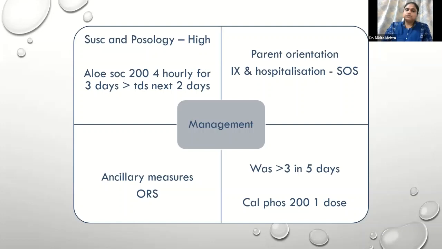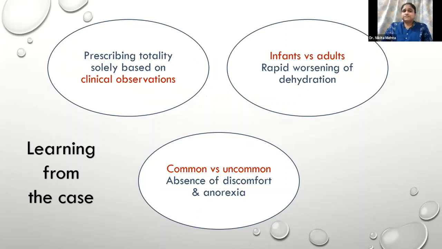So Aloe socotrina 200 was given 4 hourly for 3 days, and then it was tapered to TDS for the next 2 days. Ancillary measures, ORS was given according to the weight of the baby. And most important was parents were oriented that investigation and hospitalization might be required if the dehydration worsens. But baby was better in 5 days, and the course of the treatment was completed by giving Calcarea phos 200 after 5 days. What do we learn from this case? We learned that prescribing totality was solely based on clinical observations. Here, we also see that there is a difference between an infant and an adult.